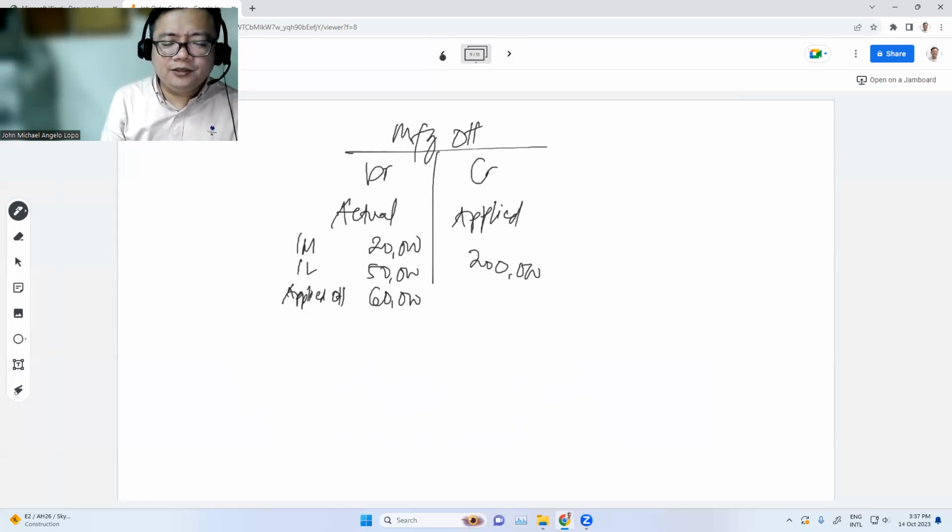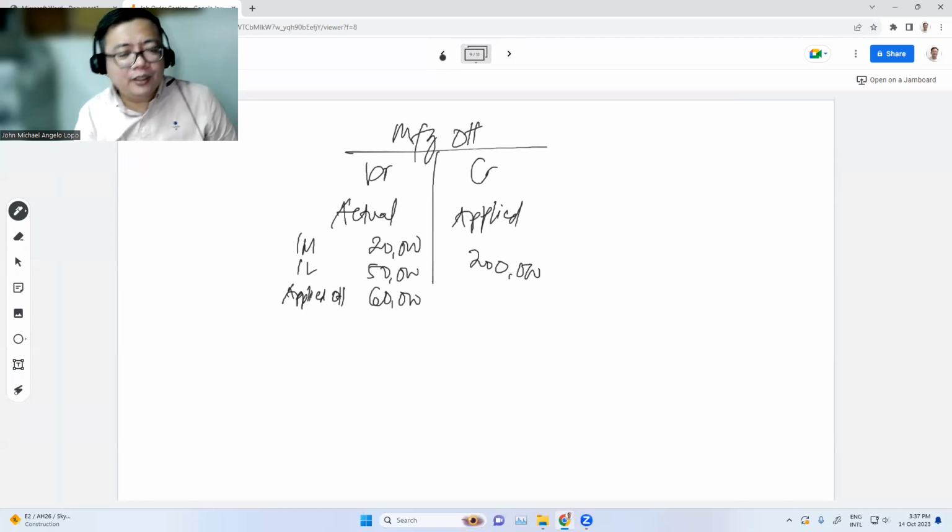Again, 60 plus 50, you have 110 plus 20. That means you have 130. Sorry, 130. That's your actual overhead. But you estimated 200. That means you are very good. Over-applied. Okay? Because your applied is bigger compared with our actual.